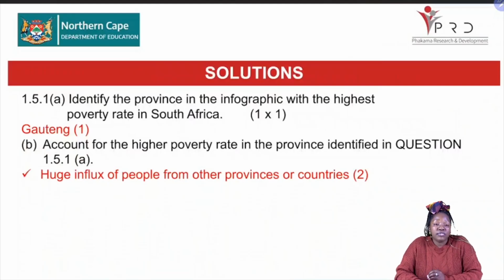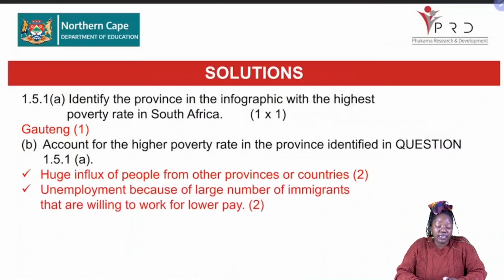Then in accounting for the highest poverty rate in the province, as I was saying, there are so many people who are migrating into the province. So therefore, the number of jobs in that area will be less than the number of people. And also we're looking at the people who are coming there without any qualification or skills. Even if the job opportunities were there, because of the lack of skills as well as the lack of education, they won't be able to be employed.